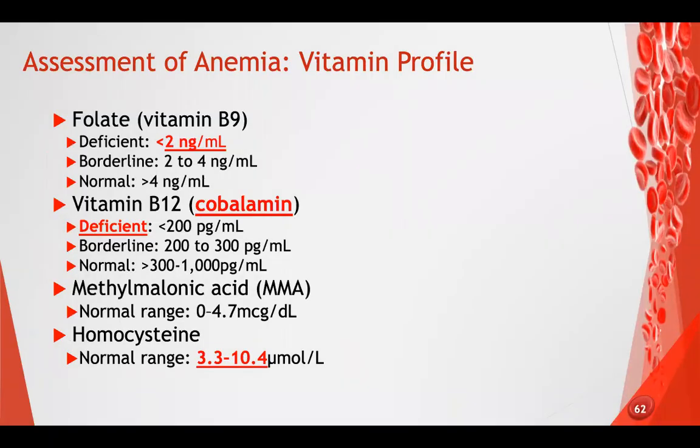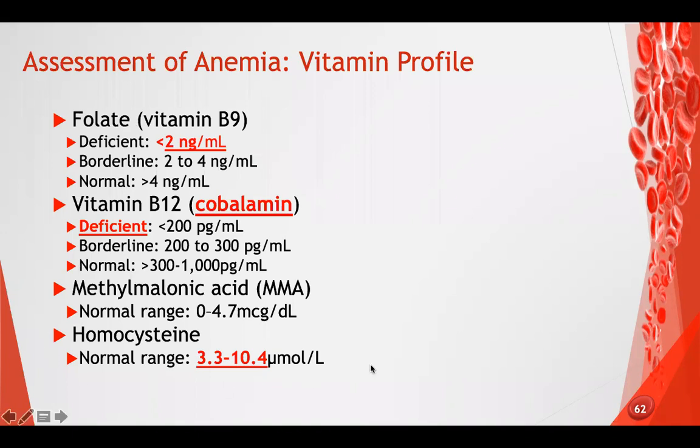And then we have our vitamin profile. These would be the lab values that we would look at to identify vitamin B12 deficiency anemia and folic acid deficiency anemia. Folate deficiency would be less than 2 nanograms per milliliter. With vitamin B12, or cobalamin, deficient would indicate less than 200 picograms per milliliter. And then we have 2 additional labs. These are not vitamins, but typically we'll do these when we suspect someone might have a vitamin deficient anemia.